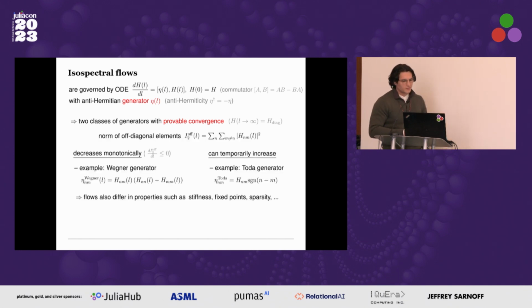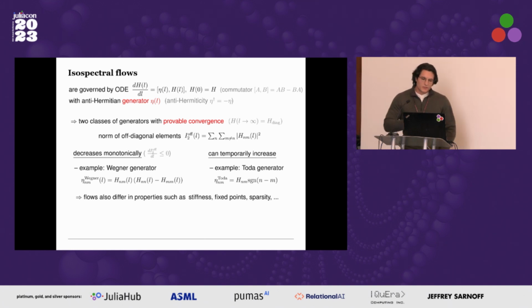These two classes differ in how the off-diagonal elements evolve over the flow. In one class, the L2 norm of these off-diagonal elements is going to decrease monotonically over the flow. An example of this is what's called the Wigner generator. Here you see the matrix elements of this Wigner generator eta, and note that it also depends again on this Hermitian matrix. In the second class, the off-diagonal elements are also allowed to temporarily increase. An example of that is called the Toda generator.